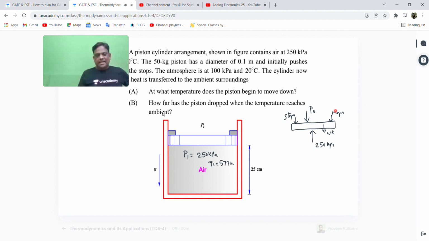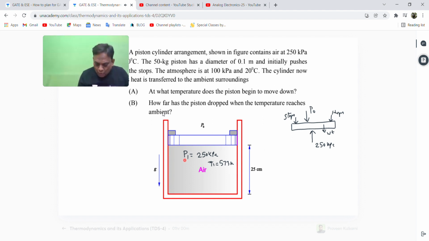Now understand carefully. Try to understand the question. Initially, the gas is pushing. So that pressure of the gas is balanced with the weight of the piston, atmospheric air, and the reaction the stops are offering. मतलब stops का reaction, weight of the piston, atmospheric. So three put together is 250.